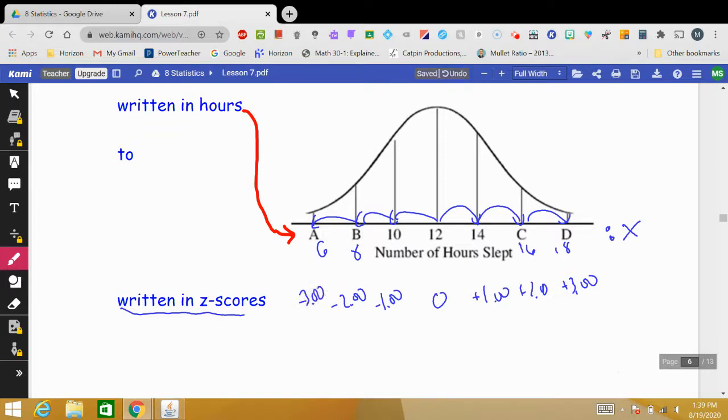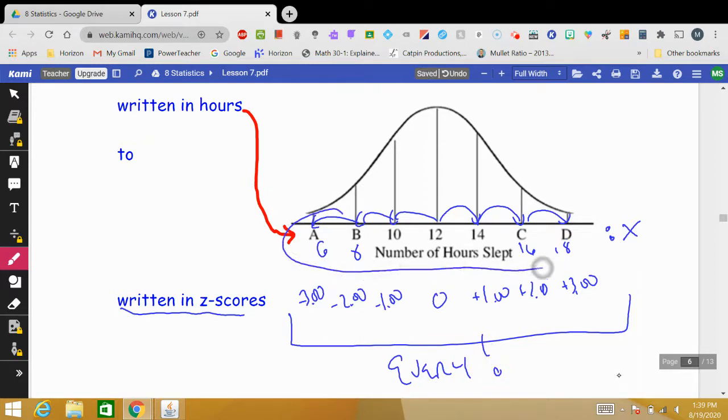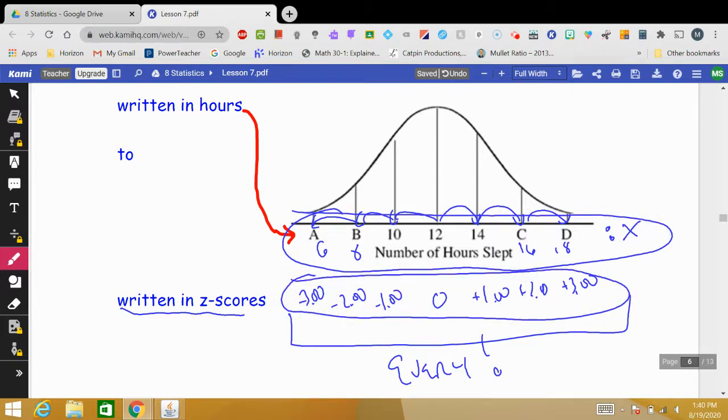So positive 1, 2, 3, negative 1, 2, 3, 0, 0. Now, every normal distribution will have that as the z-score. So the data values change for every question, but the z-scores never do. Because remember, the z-scores are just showing the number of jumps you are away from the mean. So we go 3 jumps up, 3 jumps down. So here, 18 would have a z-score of 3. 8 would have a z-score of negative 2. Okay?